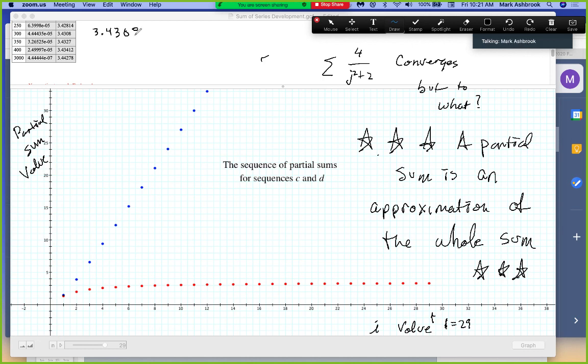3.4308. That's at I equals 300. This is I equals 400. The partial sum is 3.43412. Do I have that right? Yeah. And then I put in 3,000, and I got 3.44278. Yeah. So what happens is, as I keeps increasing, you'll lock in decimal places.